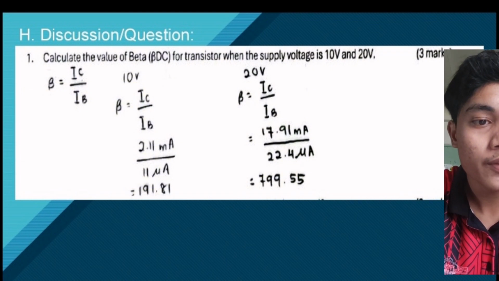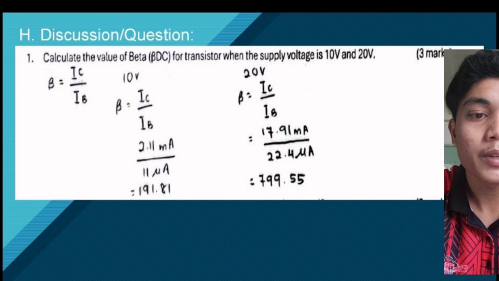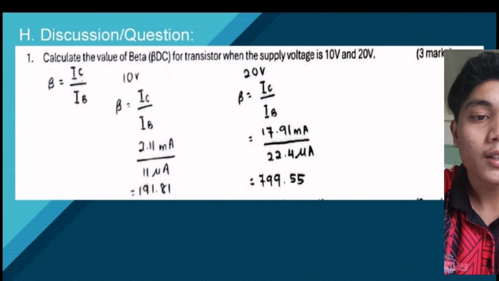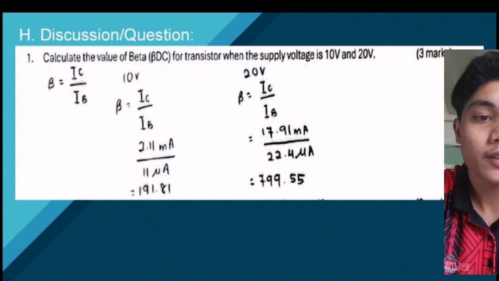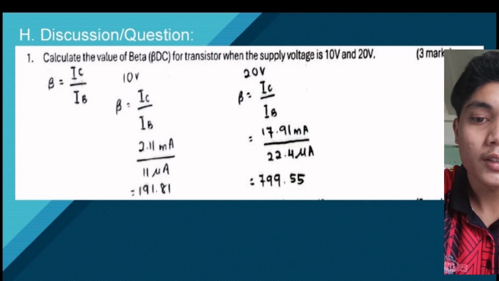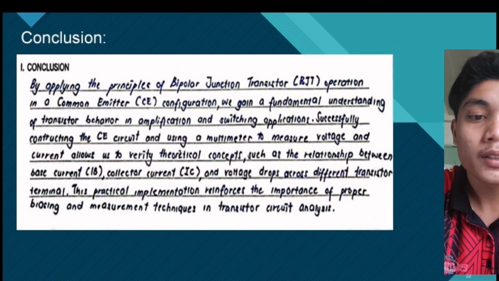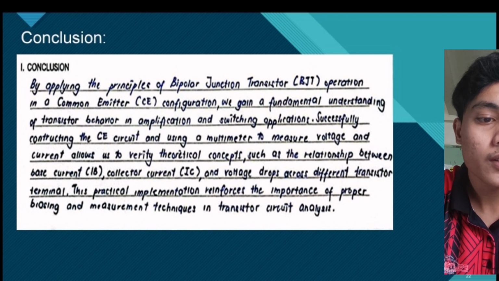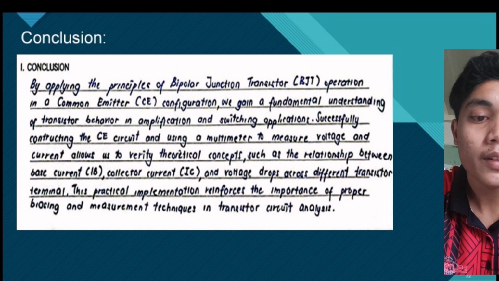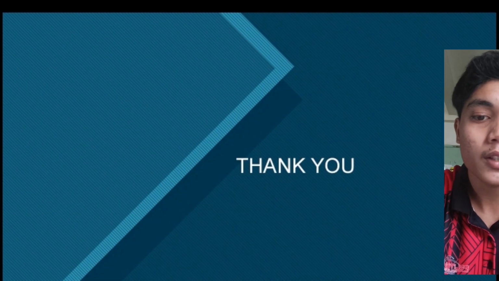For example, 1.11 milliampere per 15 microampere. Okay, the answer is 71. In conclusion, by applying the principle of bipolar junction transistor operation in the common emitter configuration, we gain a fundamental understanding of transistor behavior, amplification, and switching application. Okay, that's all.